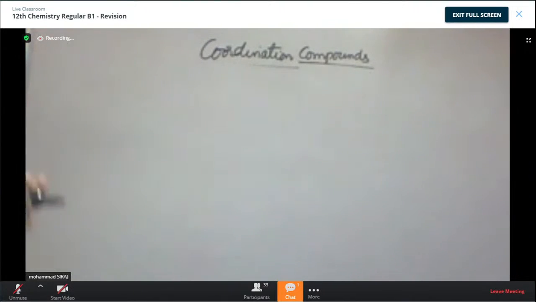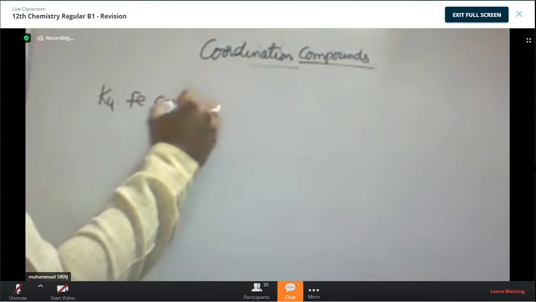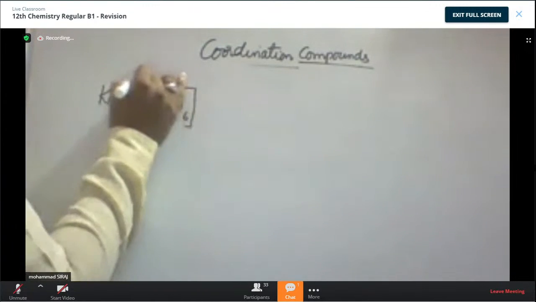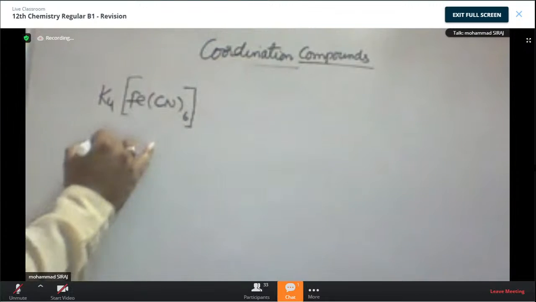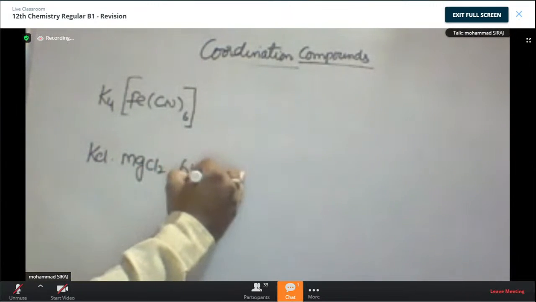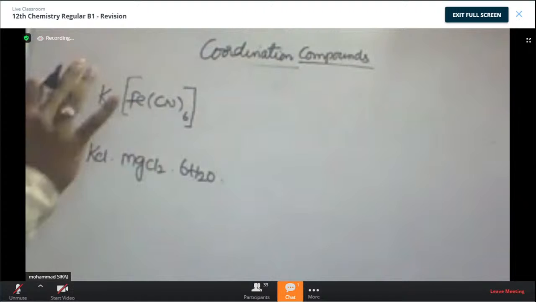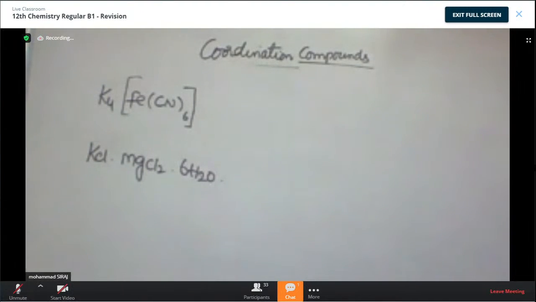First one, coordination compound. First I will take one example: K4[Fe(CN)6]. This is one molecule. If I am taking KCl.MgCl2.6H2O, what is the difference between these two? Tell me first. Basic introduction. What difference will you find?